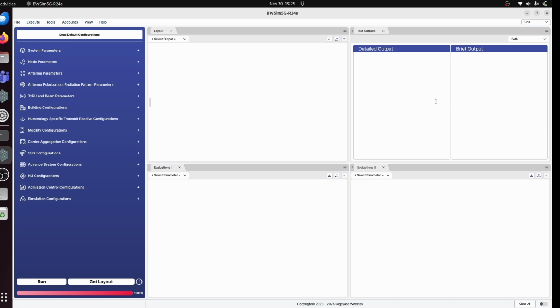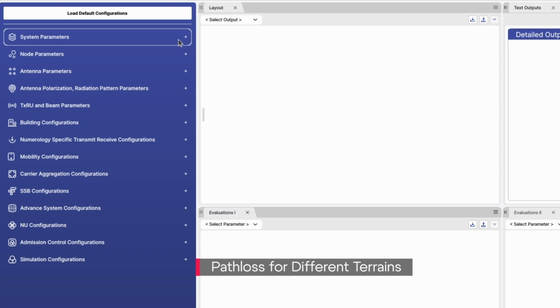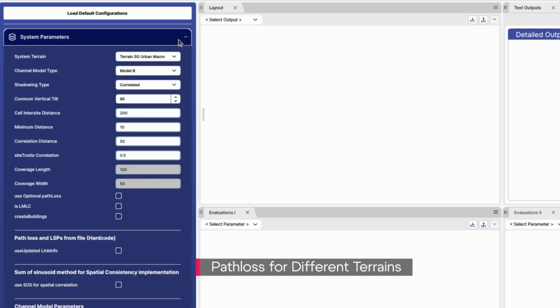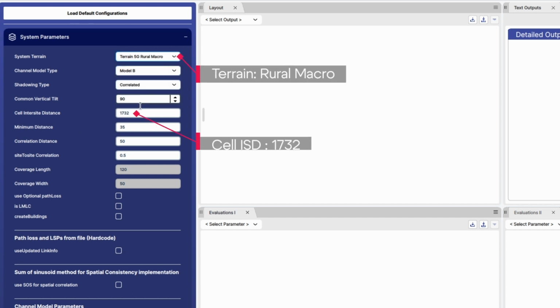Now, moving on to the next phase. We will be changing the different terrains and noticing how the path loss behaves. We'll start with the rural macro scenario.